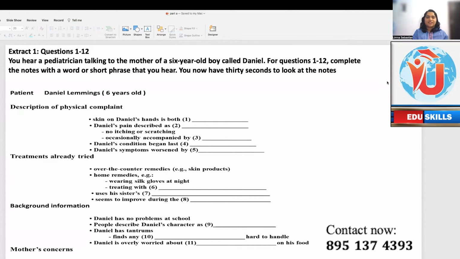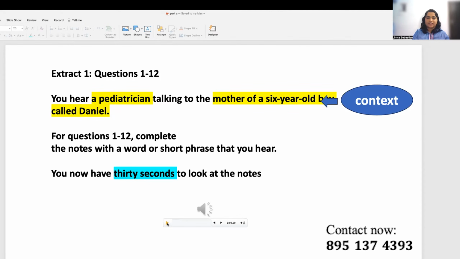This is the second page. Here we can see there is a context, and there are questions. This is taken from the OET official site, sample 4. Thank you OET for allowing me to use this material for teaching purposes. This is the second page, just to see. Okay, now we will see in detail. Here you can see the context.